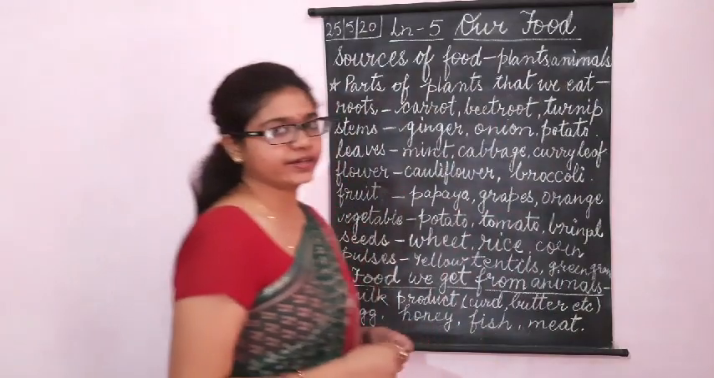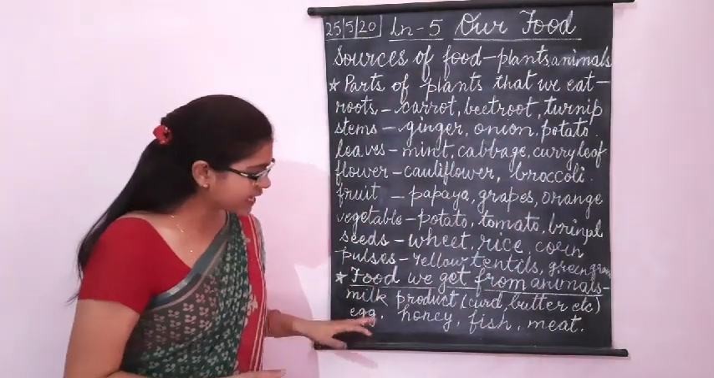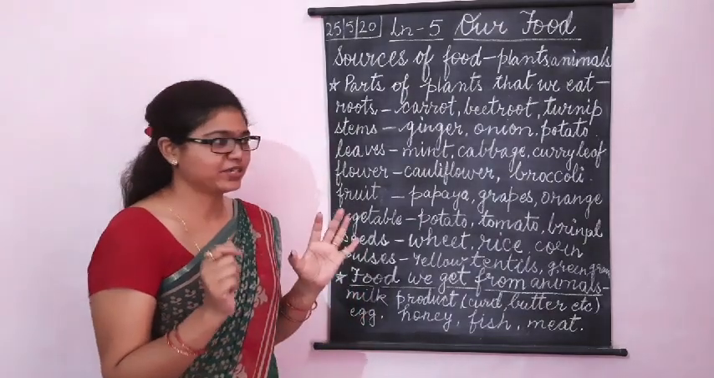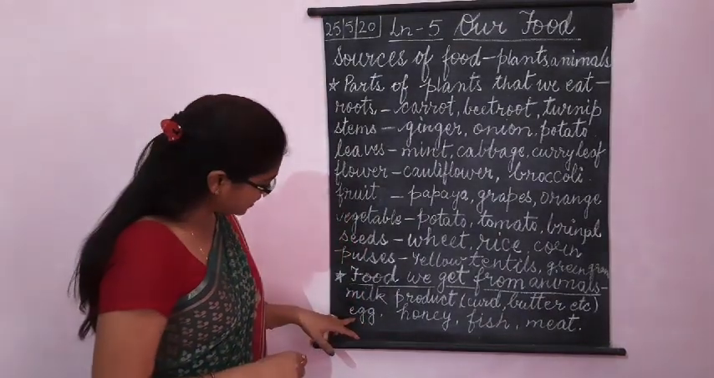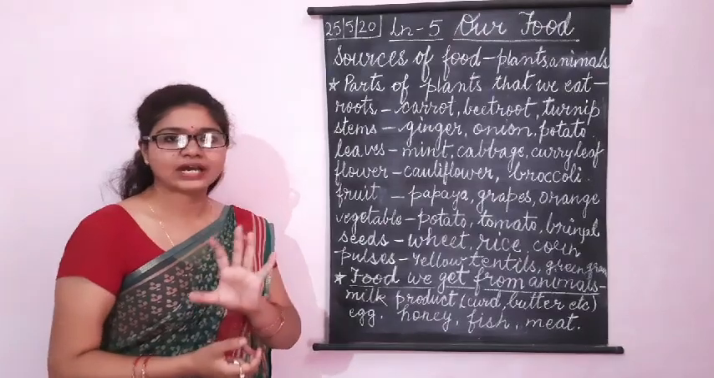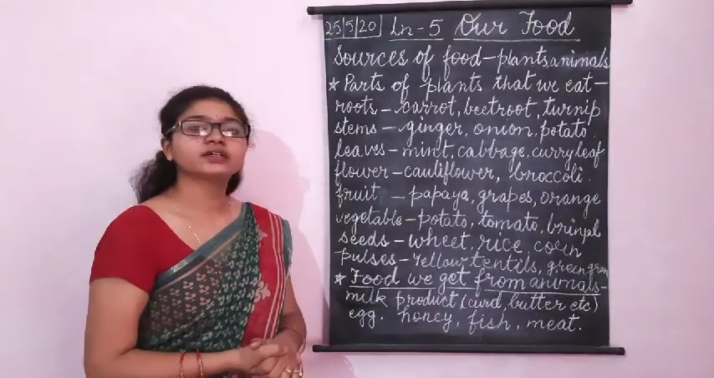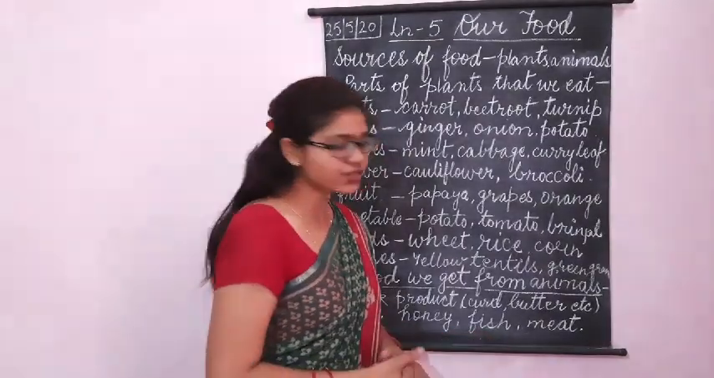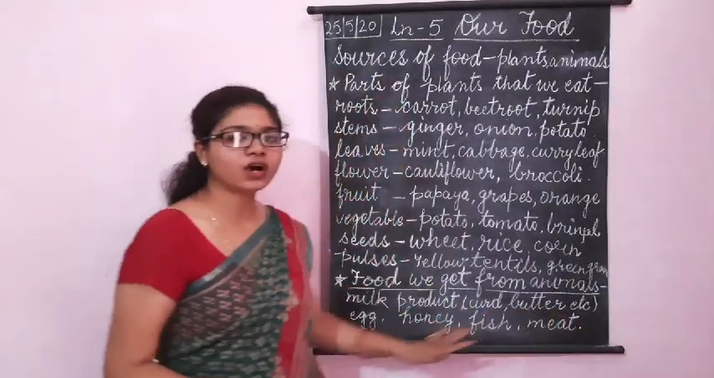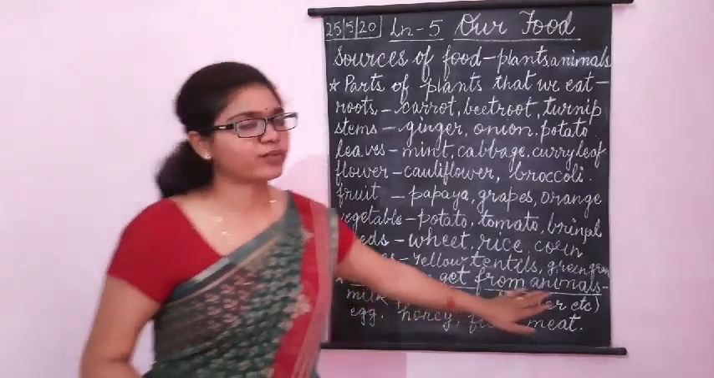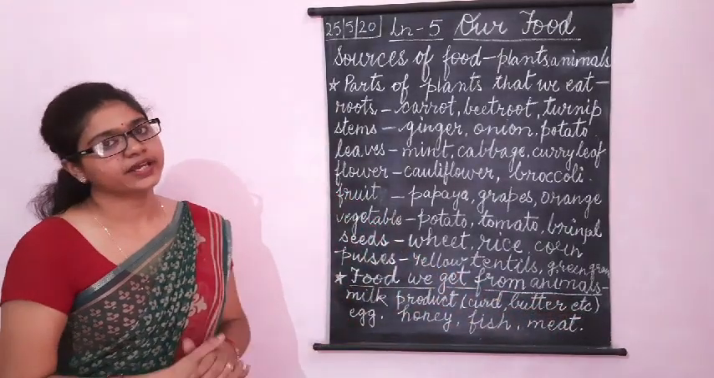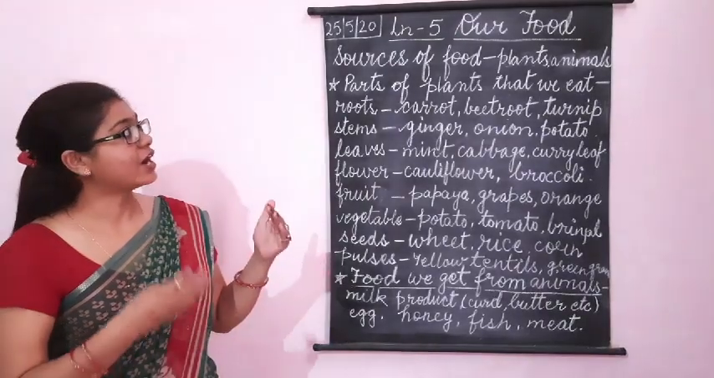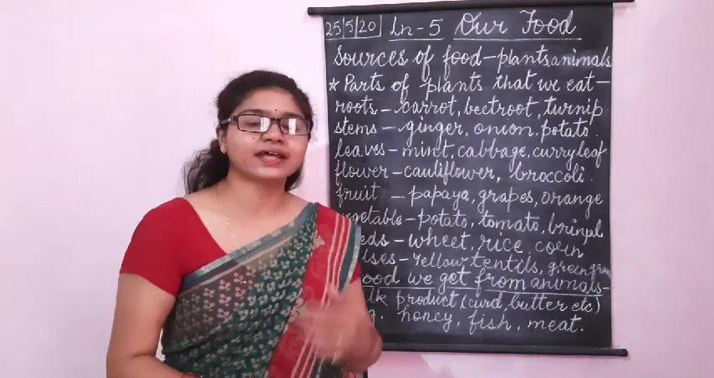Many are there. The second one is egg. I am vegetarian, that's why it is not there. So this one is egg, you know, egg. Honey, honey we get from the animals only. Fish, meat, these all things we get from the animals in our food. So we get our food from plants and animals.